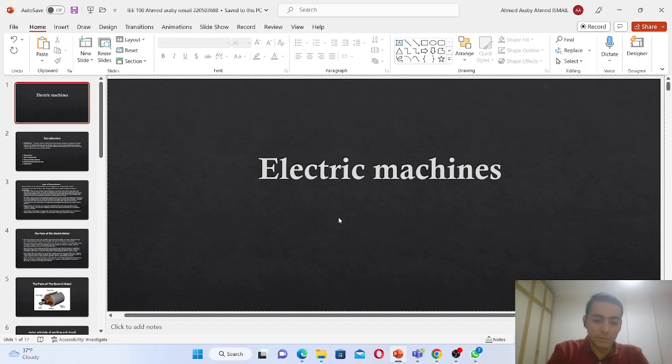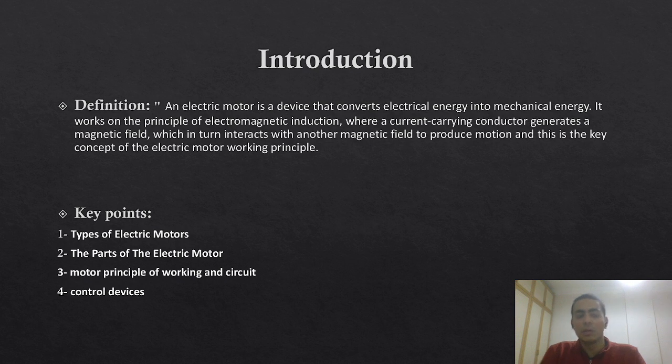Electric machines. Introduction. An electric motor is a device that converts electrical energy into mechanical energy. It works on the principle of electromagnetic induction, where a current carrying conductor generates a magnetic field around it, which in turn interacts with another magnetic field to produce motion. And this is the key concept of the electric motor working principle.